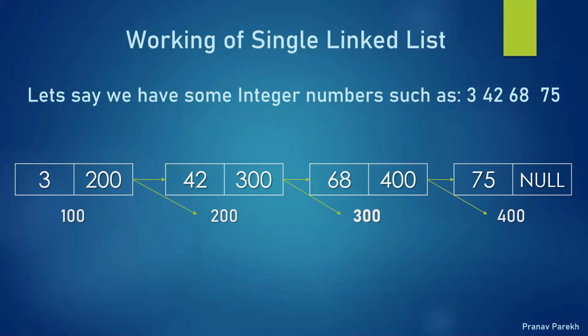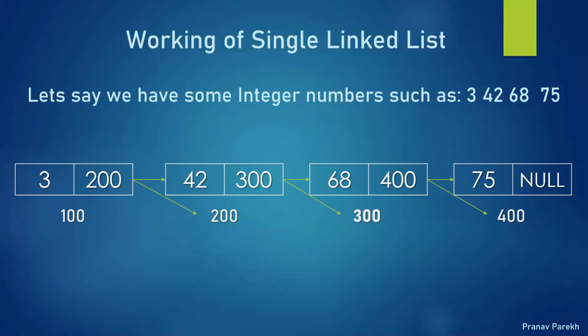So in the first node, we will enter the address of the second node. Similarly, for the second node, we will add the address of the third node and so on. As you can see, in the first node we have the address 200. Then in the second node, we have the address 300. And in the third node, we have the address 400. But the last node contains a null value, which means it is not containing any address. It is simply not pointing to any other node in memory. This means that it is the last node.